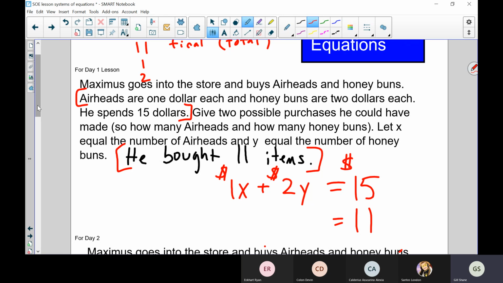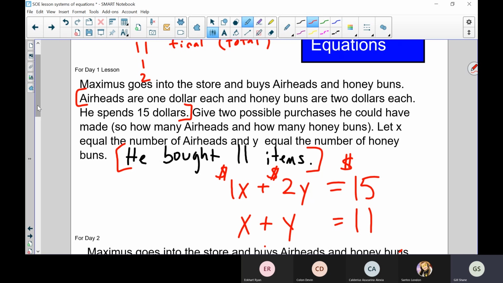Well, what represents how many airheads? 2. Does it say 2 airheads somewhere? That's how much an airhead costs. I just want to know how many airheads. It's just a variable, right? We don't know anything except the variable is how many airheads. So we would just say, okay, the number of airheads plus how many honey buns equals 11.